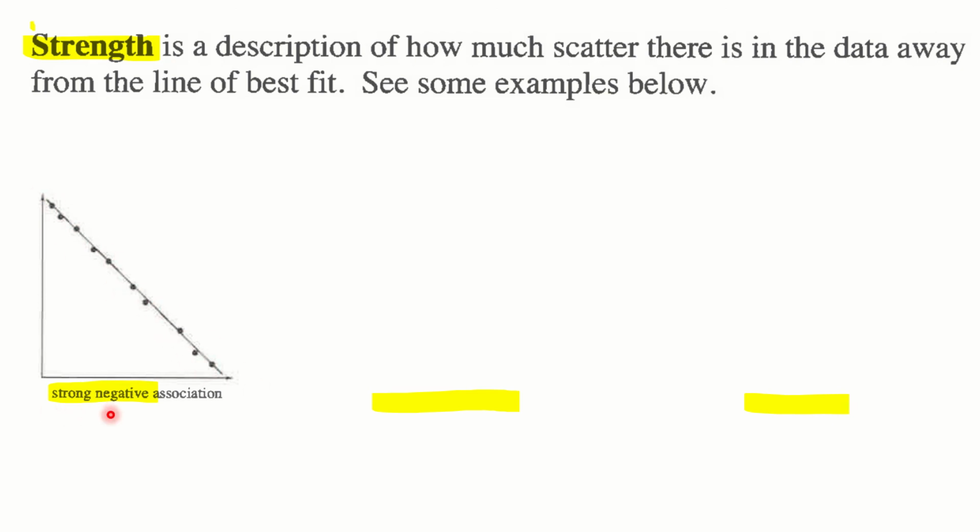So this is strong, and it's negative because it's decreasing. As x gets bigger, y's are getting smaller. You can see right here, for this particular x, there's y. If I increase x, this y is lower than the y before. So as time goes on, the y's are getting smaller as the x's are increasing.